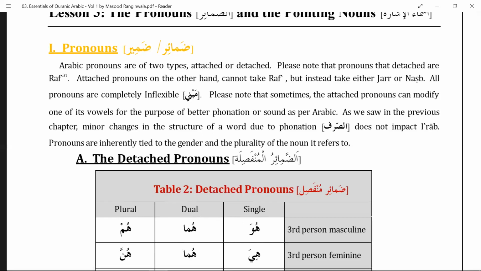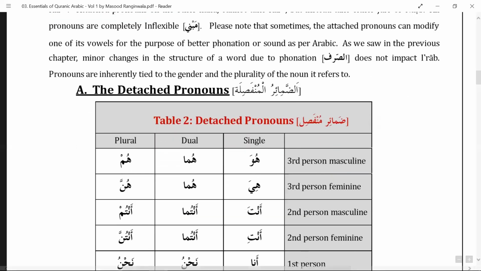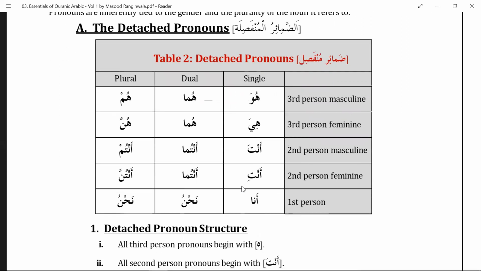So number will be based on single, dual, plural, based on the meaning on the chart. The gender again will be based on the meaning on the chart, because if you see here, this first line is masculine, this second line here, this is feminine. So huwa is he and here is she. So the gender will come from the meaning, the number will come from the meaning. So status, number, gender, and type, they are always definite. Pronouns are always definite. So let's see الضمائر المنفصلة, detached pronouns.